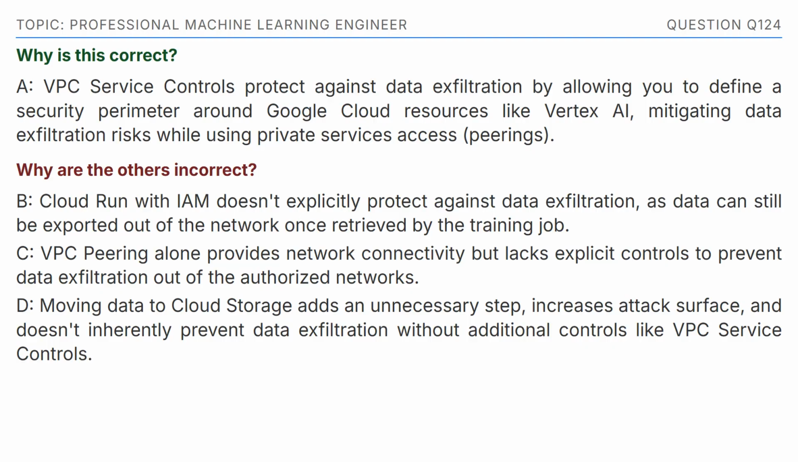Why are the others incorrect? B. Cloud Run with IAM doesn't explicitly protect against data exfiltration, as data can still be exported out of the network once retrieved by the training job. C. VPC peering alone provides network connectivity but lacks explicit controls to prevent data exfiltration out of the authorized networks. D. Moving data to cloud storage adds an unnecessary step, increases attack surface, and doesn't inherently prevent data exfiltration without additional controls like VPC service controls.